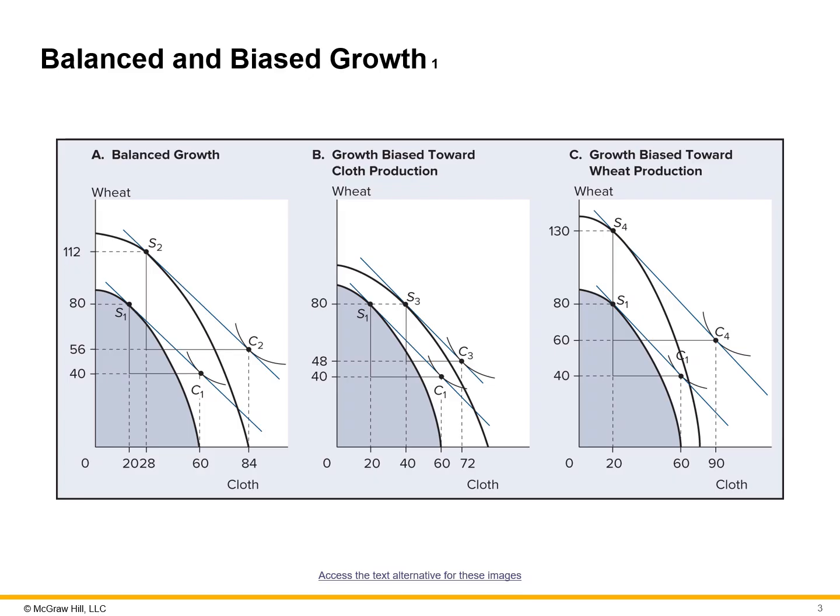Now, here we have a chart looking at balanced growth, and growth biased towards cloth production or wheat production. We're going to use W for wheat and C for cloth. Graph A denotes balanced growth. The x-axis denotes the cloth, and the y-axis the wheat. So there are four plots: S1, which is at 20 and 80, and S2 at 28 and 112, C1 at 60 and 40, and C2 at 84 and 56.